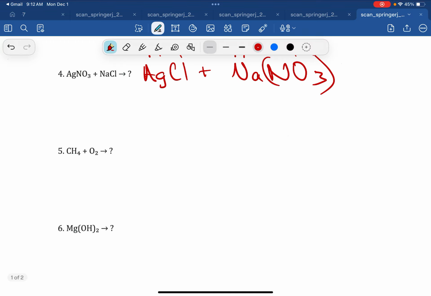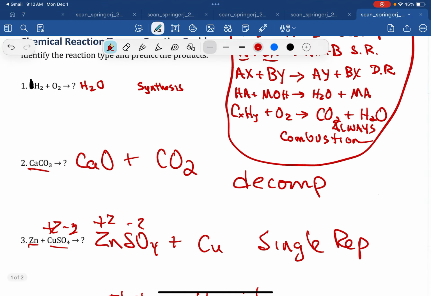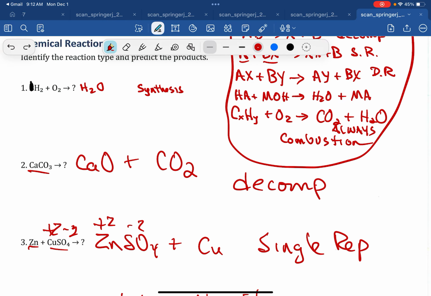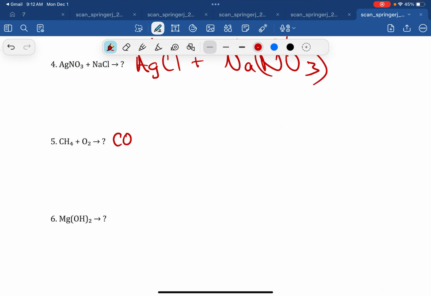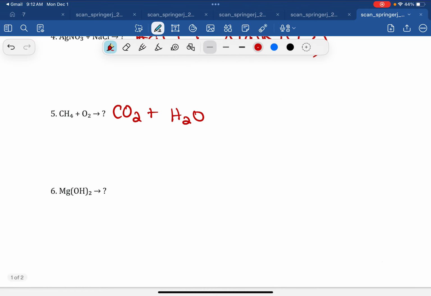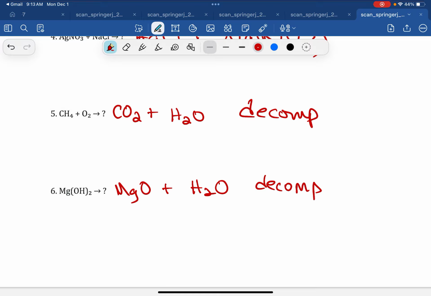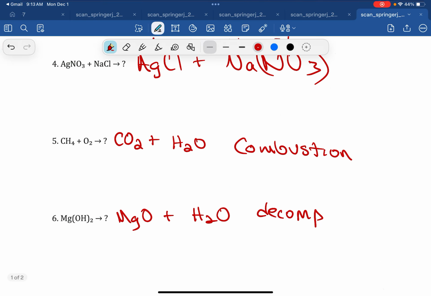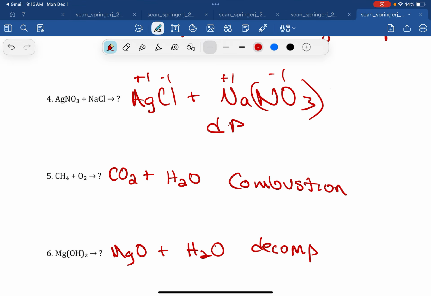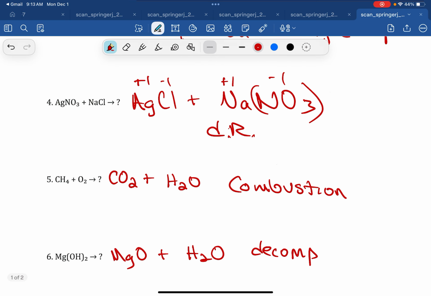All right, CH4 plus O2, this looks like combustion. So the products are always CO2 and H2O. And here's another one, magnesium hydroxide. That's a special decomposition. Maybe make magnesium oxide and water. I'm sorry, this was not decomposition. This was combustion. My mistake. This is double replacement. Single replacement. There, now we're caught up.